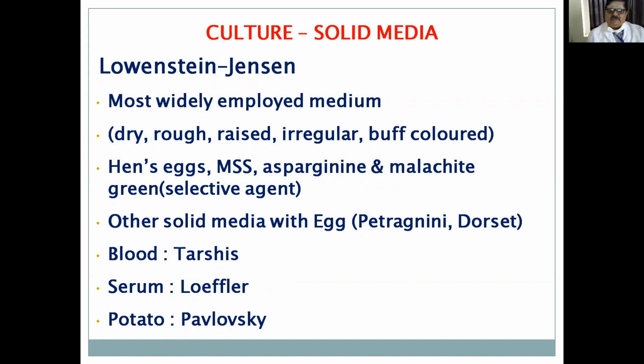To remind you again, the composition includes mineral salt solution, asparagine, and malachite green, a selective agent to stop the growth of other bacteria. Lowenstein-Jensen's medium has no agar. Other solid media include blood, Tarshis and serum, Loeffler's serum, potato, and Pavlovsky, to remind you once again.